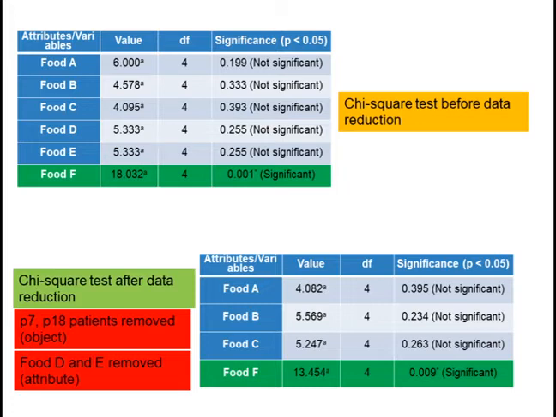After the data reduction, table number 2 also shows that food F has a significant relationship to the healthy status. So from both tables, we are very confident to say that food F strongly influences the healthy status of respondents or the people.